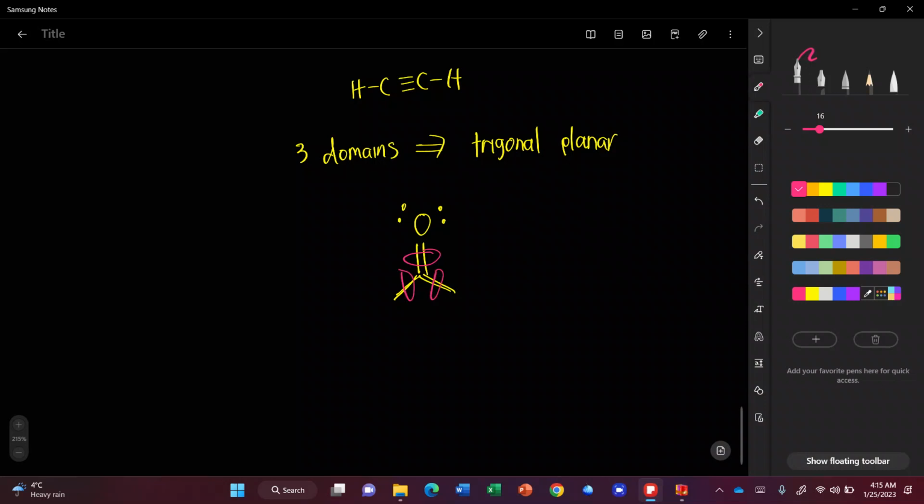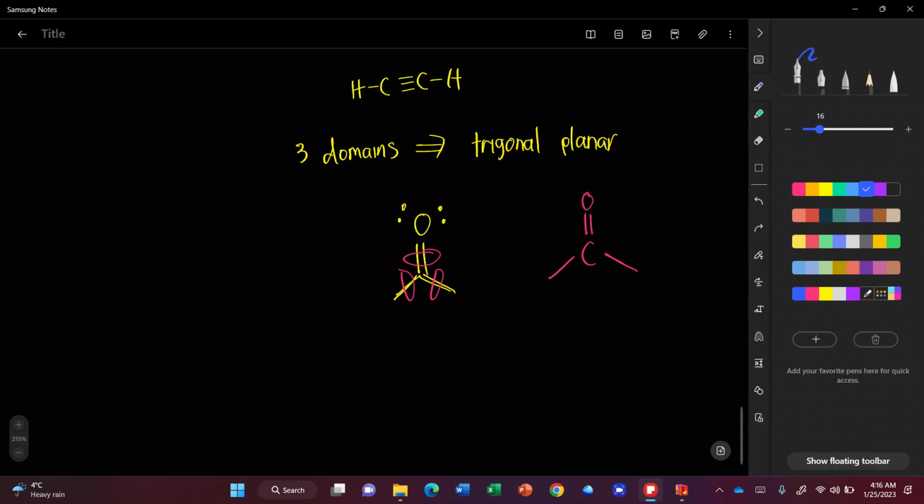And what that means is that everything attached to the carbon is going to be in the same plane, and it's going to be in a triangle, right? Where the oxygen is one vertex, this other carbon is one vertex, this other carbon is one vertex. This is a nice triangle, and it's all flat. It's all in the plane of the board.